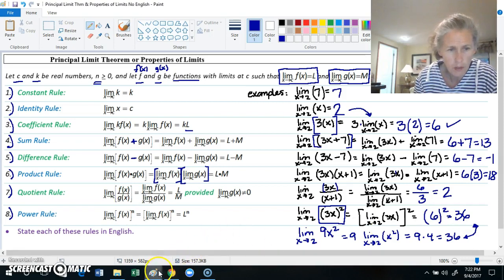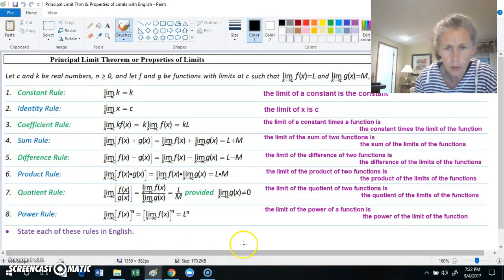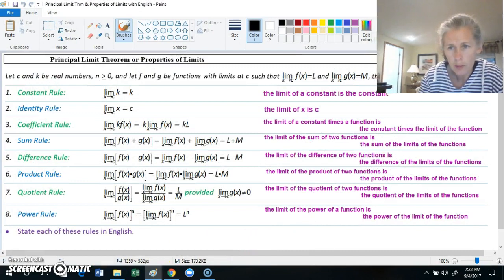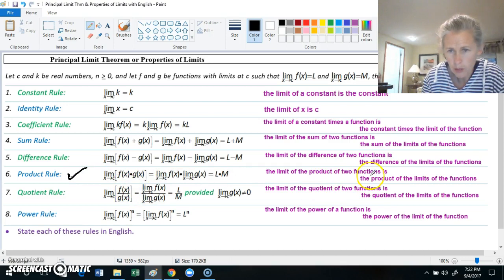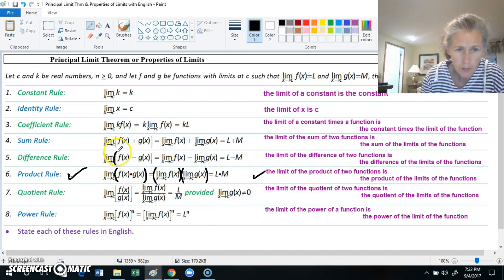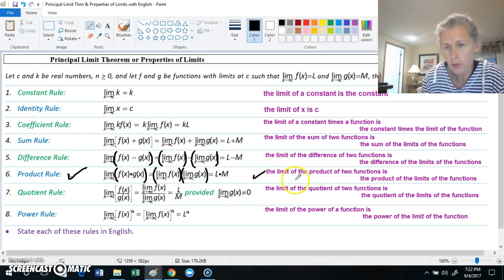Last thing is, we have verbal descriptions of what these limits are saying. So for example, I'll do the product rule. The limit of the product of two functions is the product of the limit of two functions. Good? The limit of the difference of two functions is the difference of the limit of two functions.